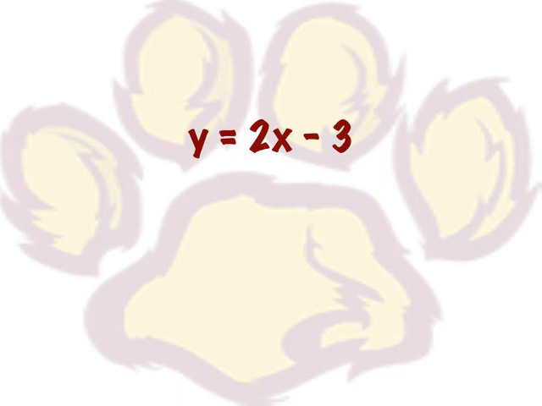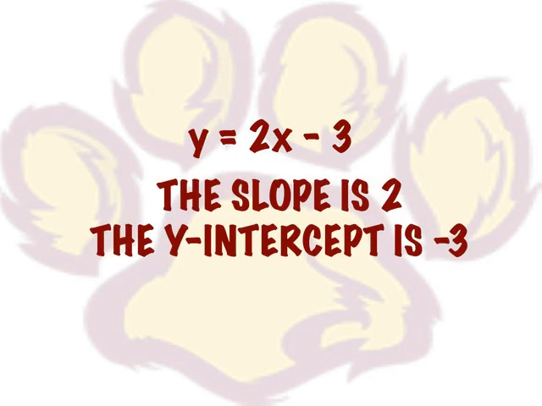For our example today, we're going to use y equals 2x minus 3. In this function, 2 is the slope, and the y-intercept is negative 3. It's important to make sure you pay attention to the signs associated with each of these numbers, as that will change your graph quite a bit.